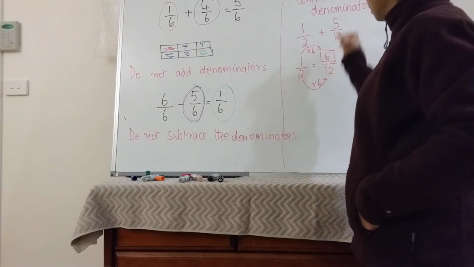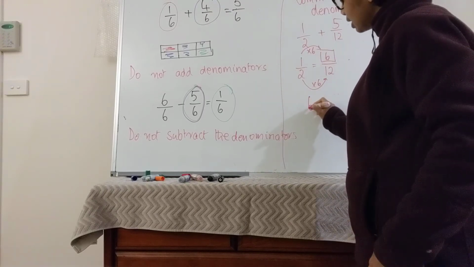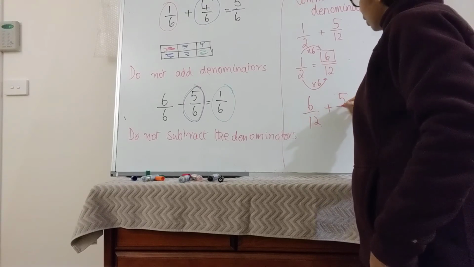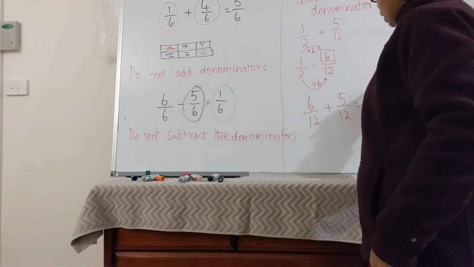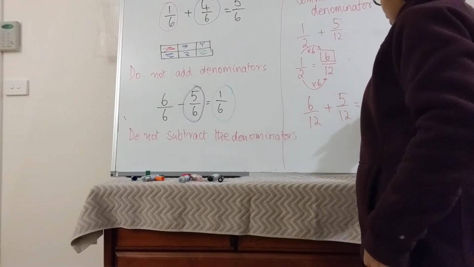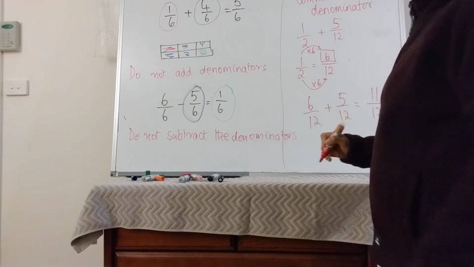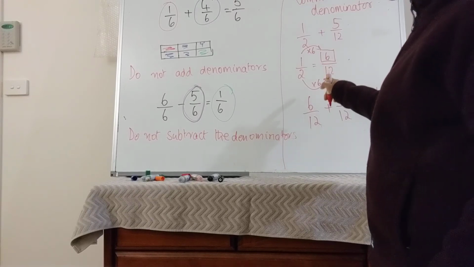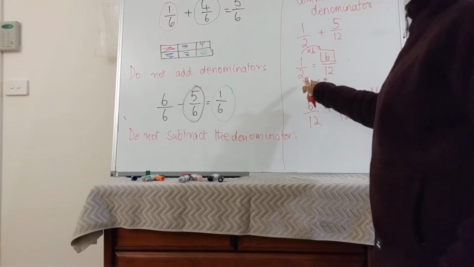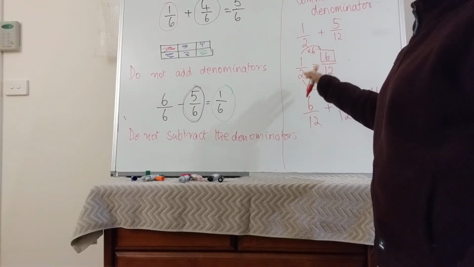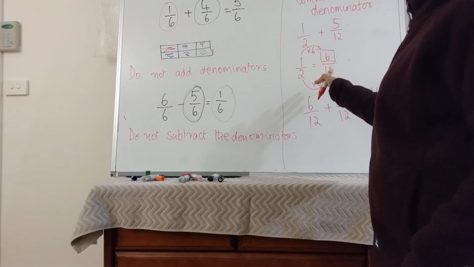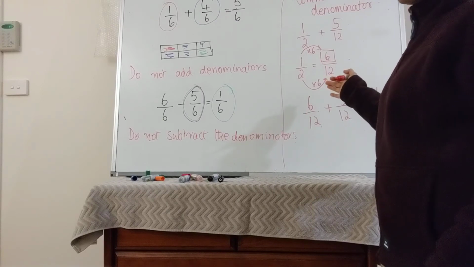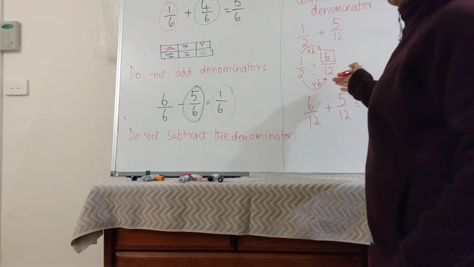Now I can work with my initial problem like this. 6 over 12 plus 5 over 12 equals 11 over 12. So the way I have done is I have written the equivalent fraction for one of these fractions because I can do it, right? If on the other hand, I could not do it, which is what we are going to look at in the next few minutes.